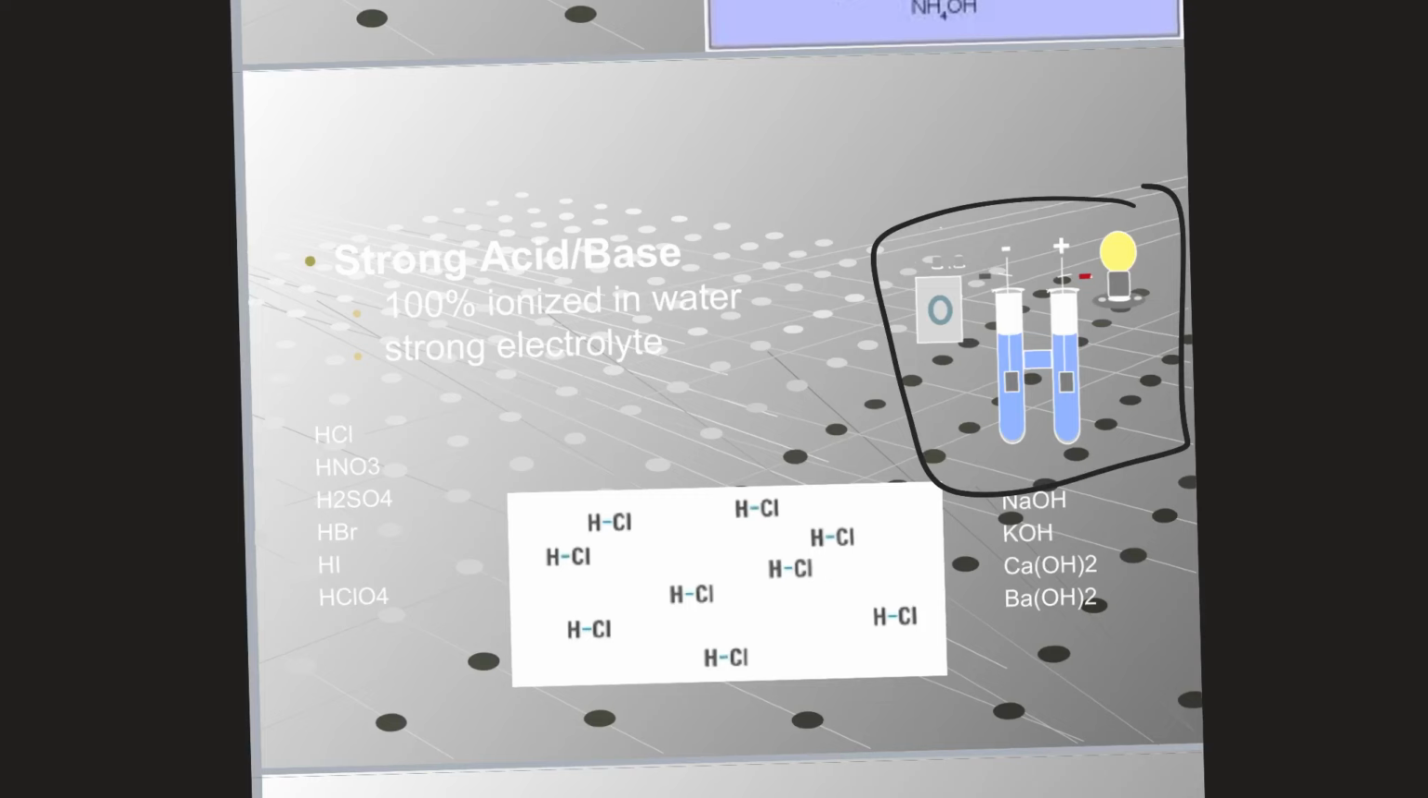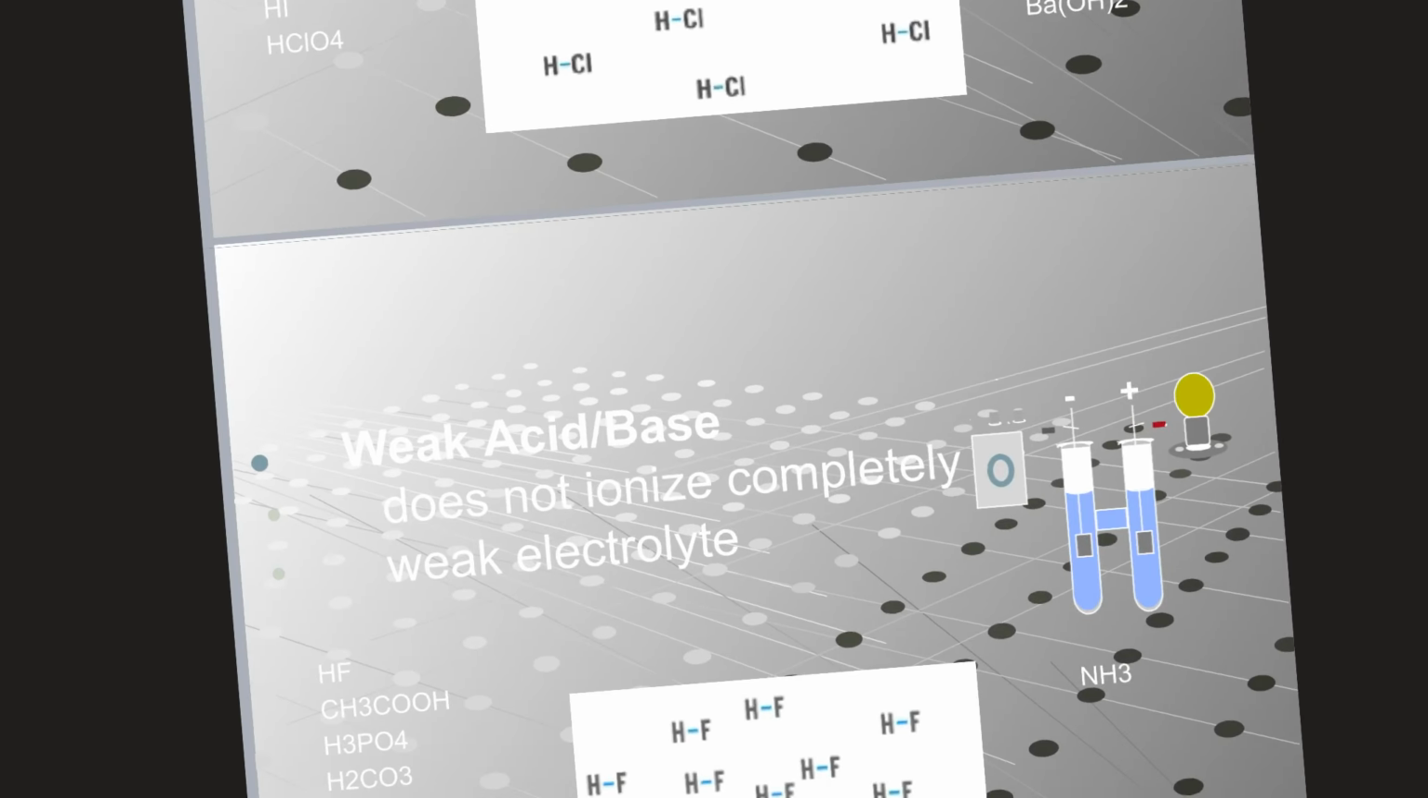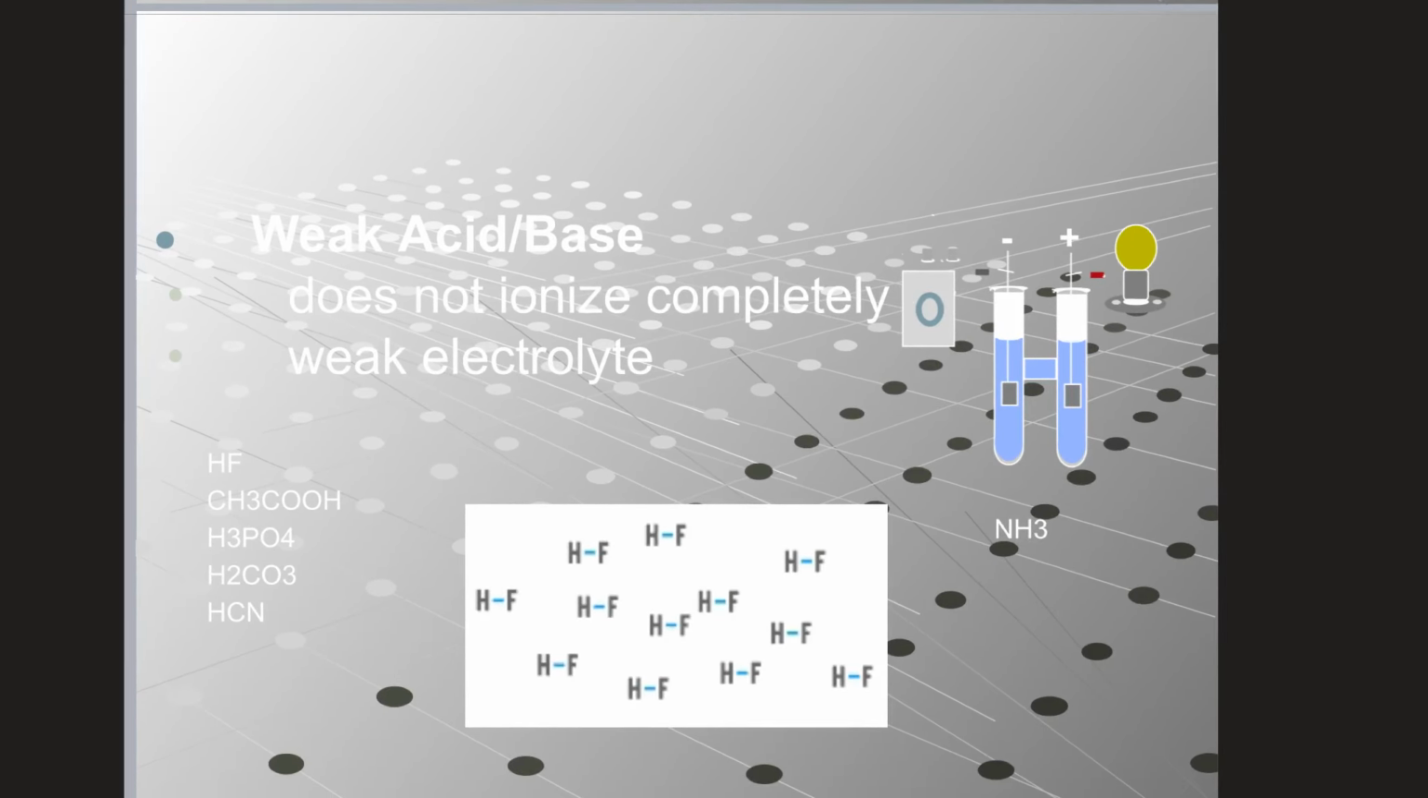With weak acids and weak bases, that's not necessarily the case, because they do not dissociate really well. Because they do not dissociate well, they're not strong electrolytes, so they may not conduct electricity all that well.